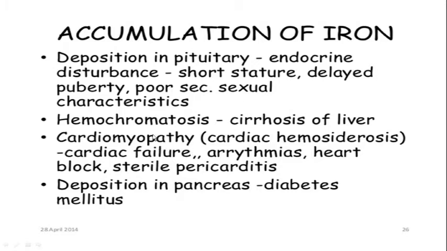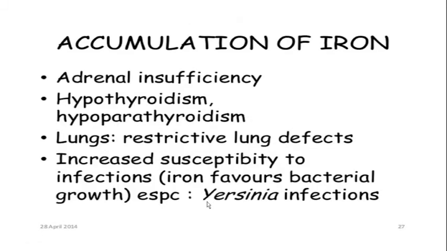And cardiomyopathy: one of the most common causes of death is cardiac failure, which can be due to anemia as well as increased accumulation of iron in the form of cardiomyopathy, which is also called cardiac hemosiderosis, leading to cardiac failure, arrhythmia, heart block, and sterile pericarditis. Then deposition in the pancreas can lead to diabetes mellitus. Then adrenal insufficiency, hypothyroidism, hyperparathyroidism, restrictive lung disease, and increased susceptibility to infection, that is the Yersinia infection.